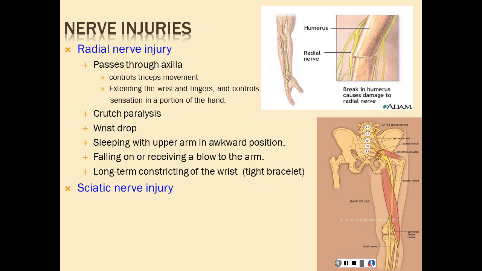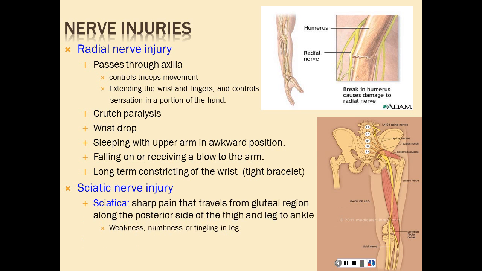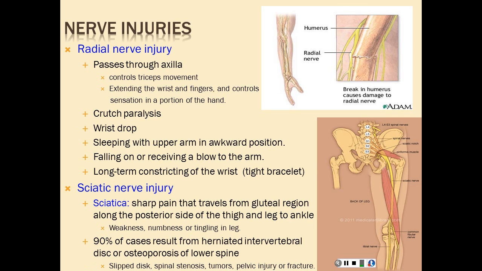Then we have a sciatic nerve injury. Sciatica is a sharp pain that travels from the gluteal region along the posterior side of the thigh and leg to the ankle. You'll have weakness, numbness, or tingling in the leg. Now, 90% of cases result from herniated intervertebral disc or osteoporosis of the lower spine. Some would be slipped disc, spinal stenosis, tumors, pelvic injury, or fracture.